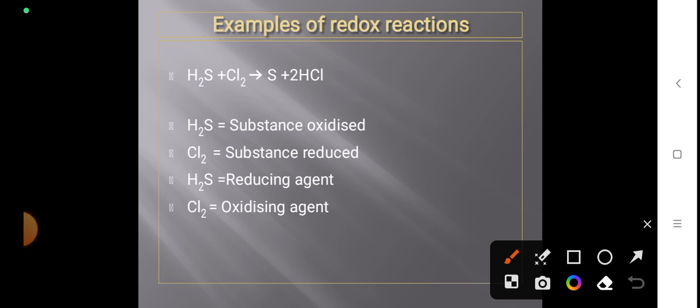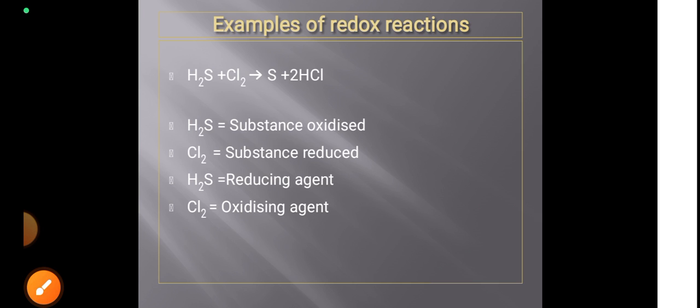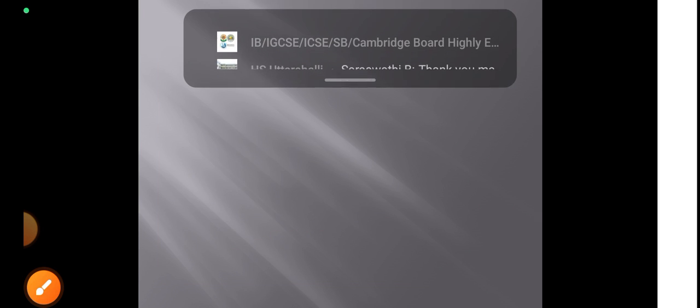Okay, so now which is the reducing agent? Since hydrogen sulfide to sulfur is oxidation, H2S will definitely be the reducing agent. Similarly, Cl2 to HCl is reduction and Cl2 would be the oxidizing agent. So it's the opposite. So please focus on these types of reactions. Thank you.